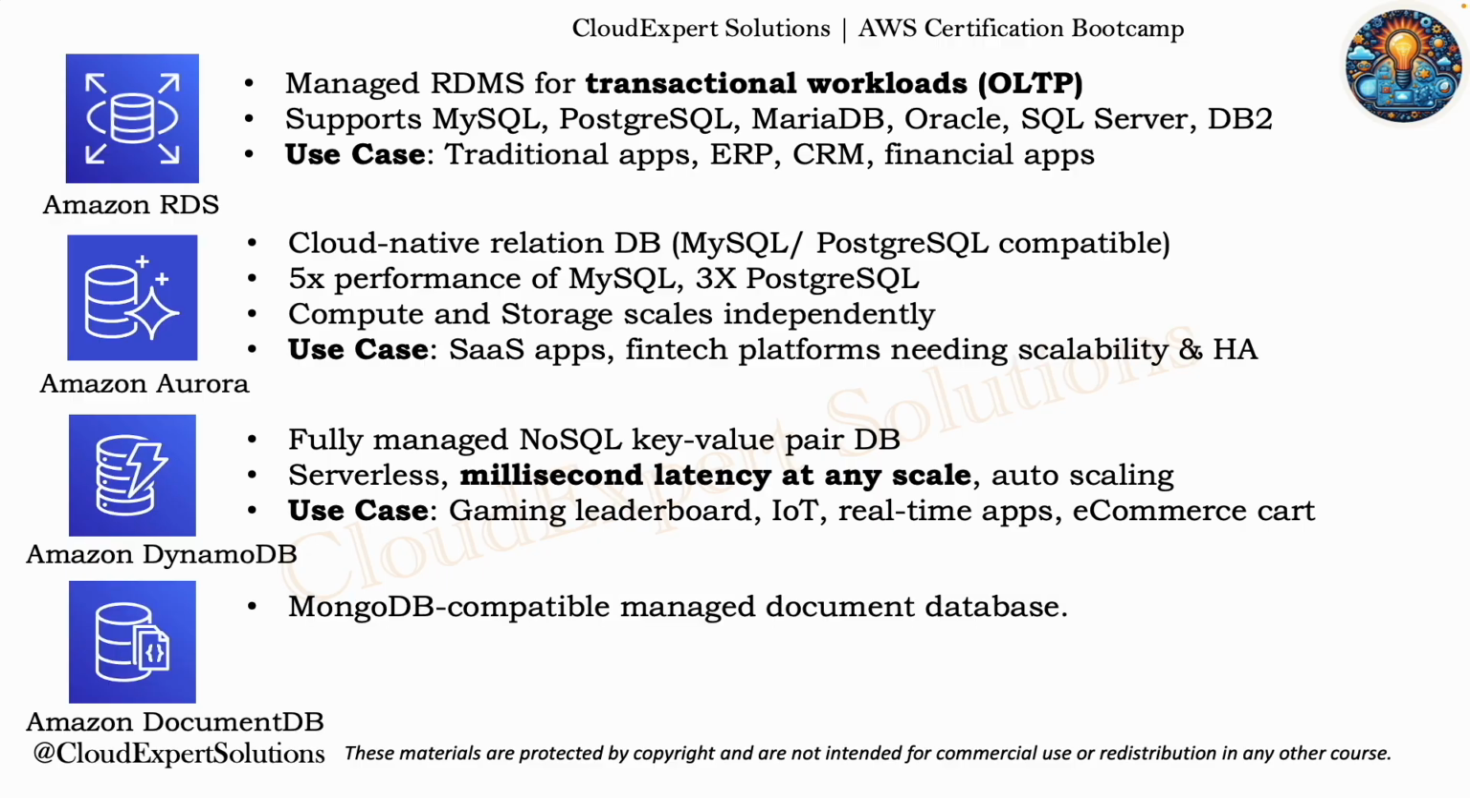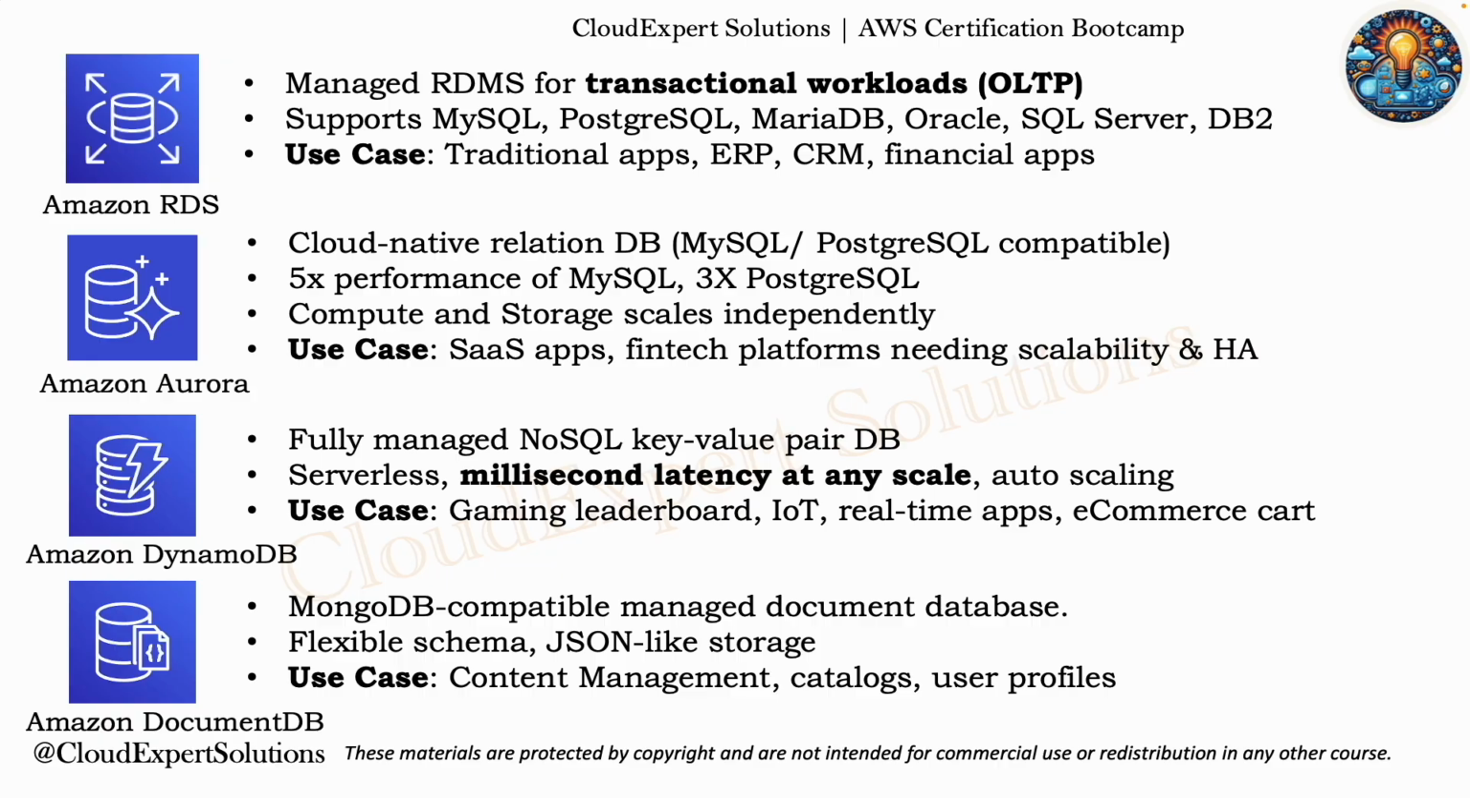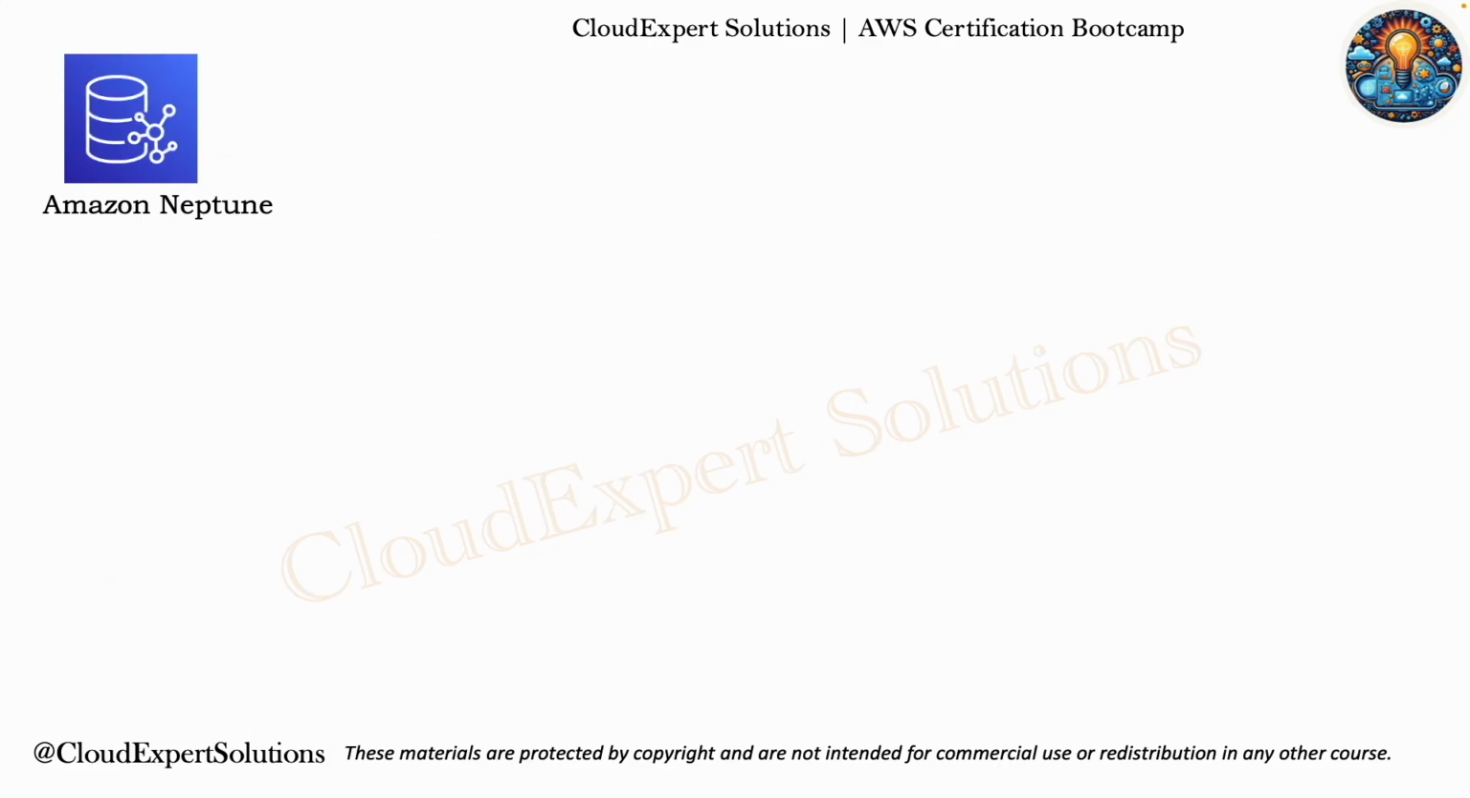Amazon DocumentDB is a managed document database service which is compatible with MongoDB. Amazon DocumentDB stores data in flexible JSON-like format, which is great when you don't have a strict schema requirement. A common use case is product catalog or content management systems. For example, an online bookstore could use DocumentDB to store flexible product details like book title, author, genre, and reviews in JSON format.